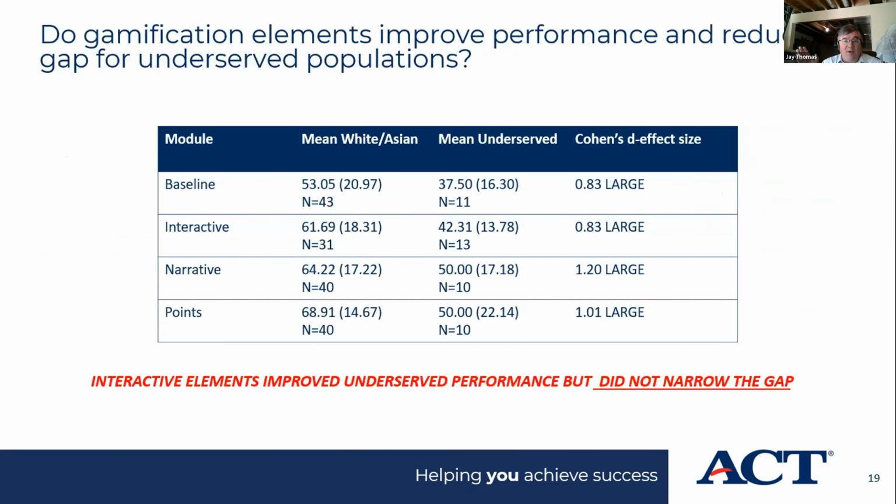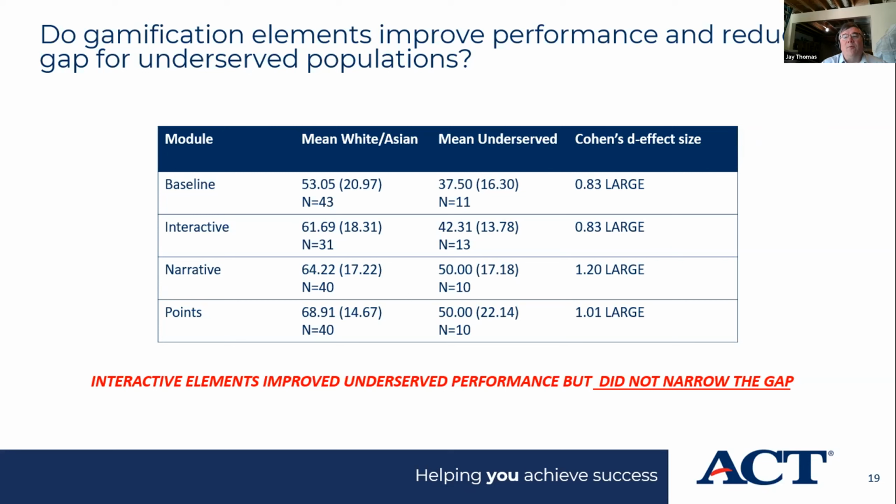And thinking about the last presentation about equity, we really want to look at whether gamification elements improve performance and reduce the gap for traditionally underserved populations in science. For these purposes, underserved populations of color included students who identified as African American, Hispanic, 2 or more races, and Native American or Pacific Islander. The reference group is white and Asian students.